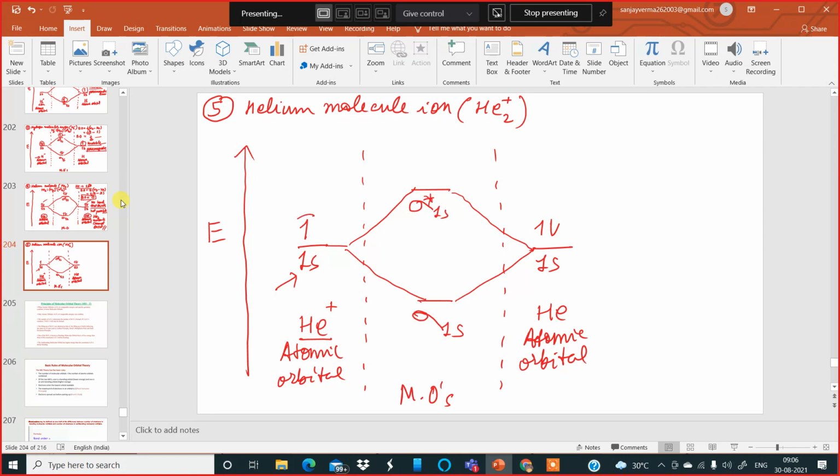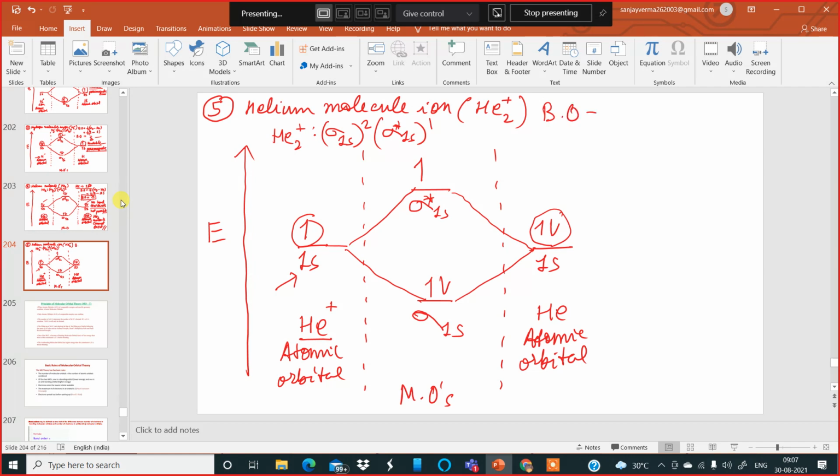Now the total number of electrons is 1 plus 2, that is 3. So I'll fill the molecular orbitals this way: 1, 2, and 1 goes up over here. So this is the molecular orbital diagram for helium molecular ion, and the electronic configuration according to MOT becomes like this. He2 plus will be written like this: sigma 1s containing 2 electrons and sigma star 1s containing 1 electron. And after that we will calculate the bond order.